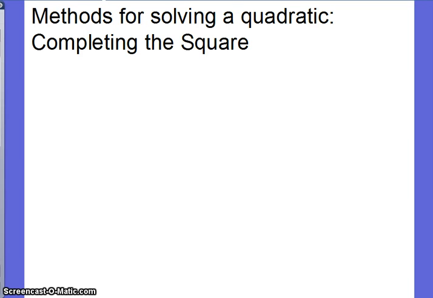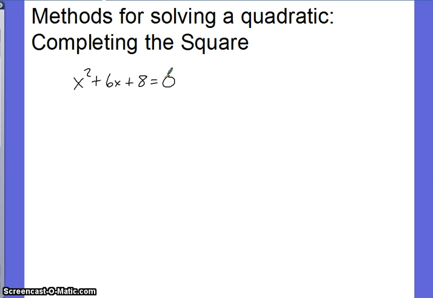Welcome to today's lesson on methods for solving a quadratic: completing the square. So today we're going to go through the method of completing the square to solve a quadratic. Let's say that I have x squared plus 6x plus 8 equals 0.